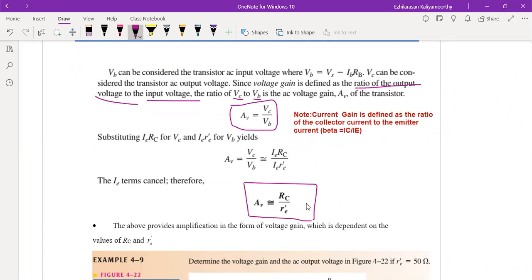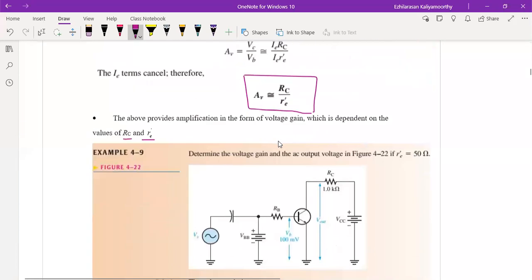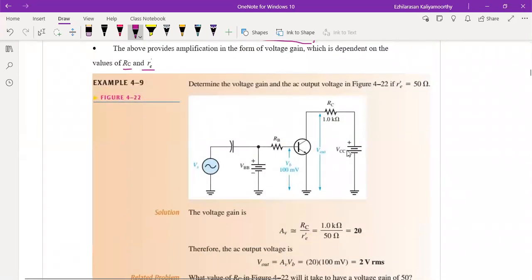Now from this, what I can summarize is that the voltage gain purely depends on the ratio of the collector resistance to the internal resistance of the emitter. R dash E is the internal resistance actually. The transistor provides the amplification in the form of voltage gain, which is dependent on the value of RC and RE dash. These two parameters are very, very important. Now, based on this relation, let us see the numerical, how we have to find.